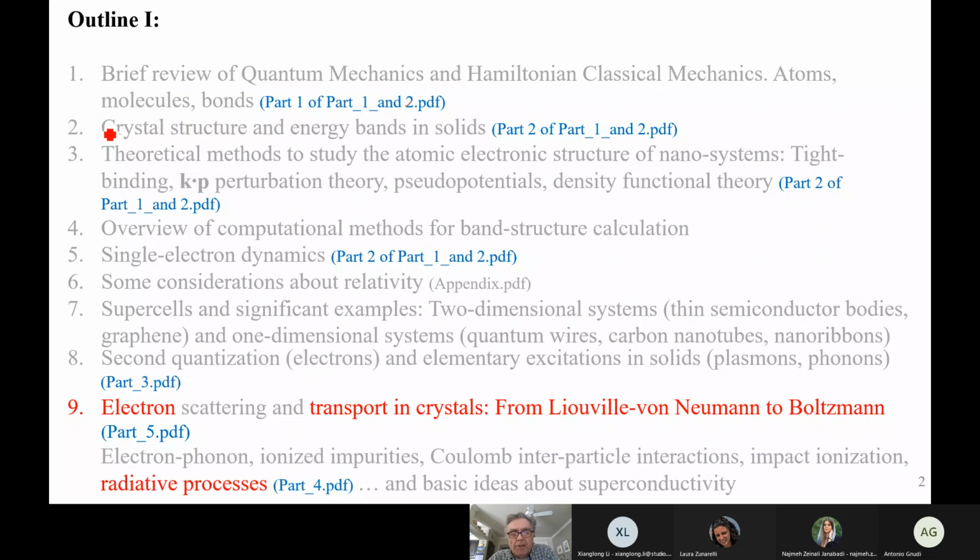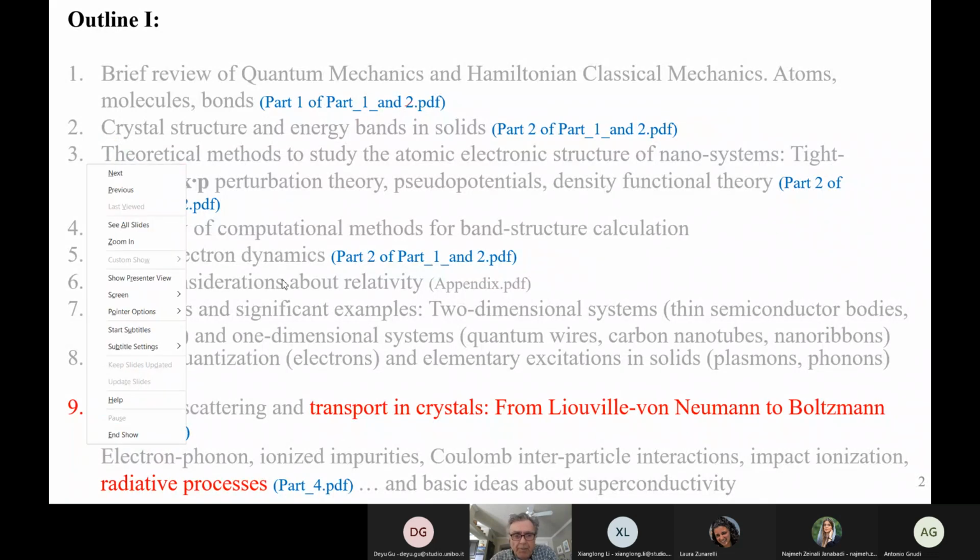So today we'll be finishing up treating scattering processes. More than scattering, today we're going to do radiative transitions, so optical processes. I don't know if you want to call it scattering, interaction of light with matter. And then we'll move on finally to transport.